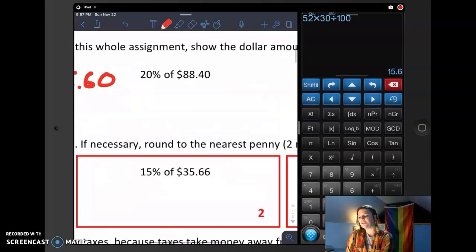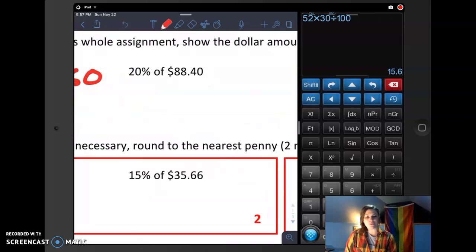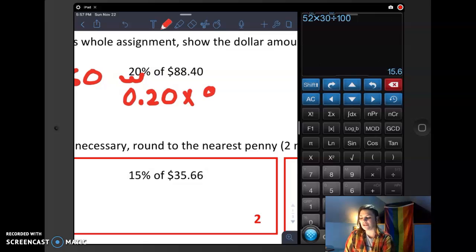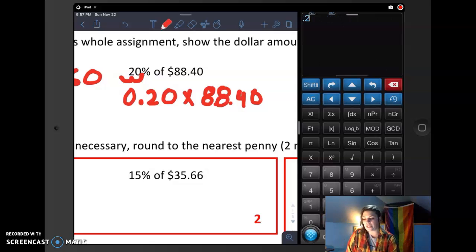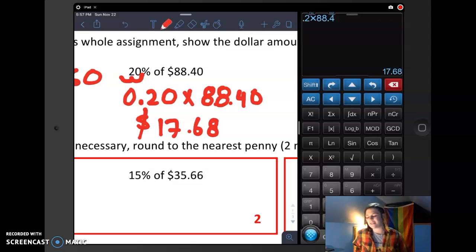But I'm going to show you that there's a trick that you can use to find a percent. Whenever you have a percentage, you can rewrite that percentage as a decimal if you move the decimal place over twice. If you multiply that decimal times the number that you're trying to find the percent of, that just saves you one little tiny step. So you do 0.2 or 0.20 times 88.4 or 88.40, and you get 17.68. Remember, it's in dollars, so we want to put the dollar sign.